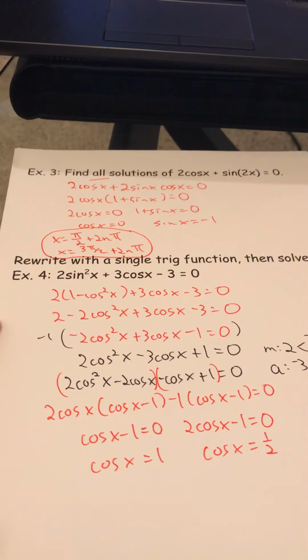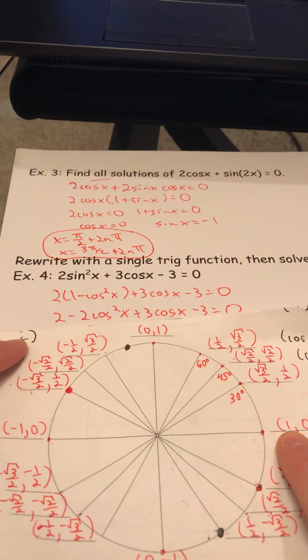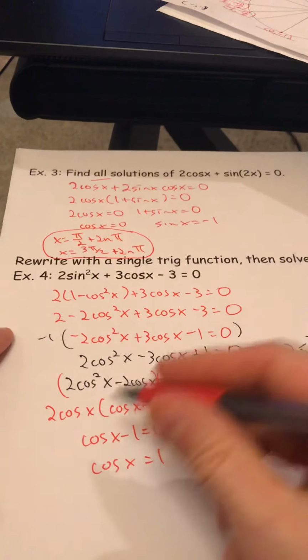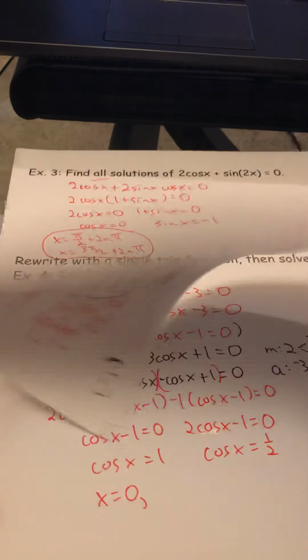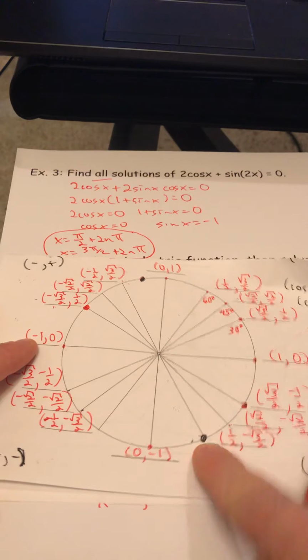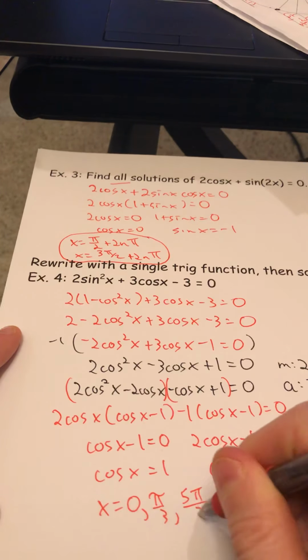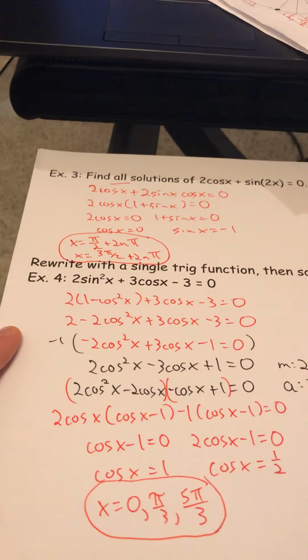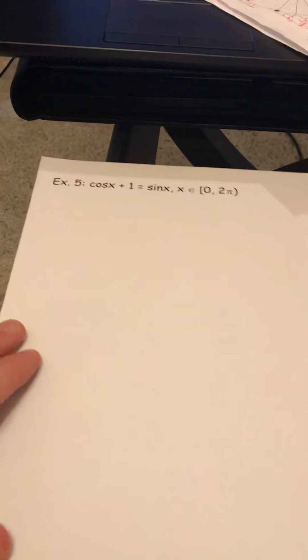And now, looking at our unit circle, where does cosine equal 1? At 0. Where does cosine equal 1/2? At pi over 3 and 5 pi over 3. So those are our 3 answers for this question. So, other than that, one final question for this portion of the notes.